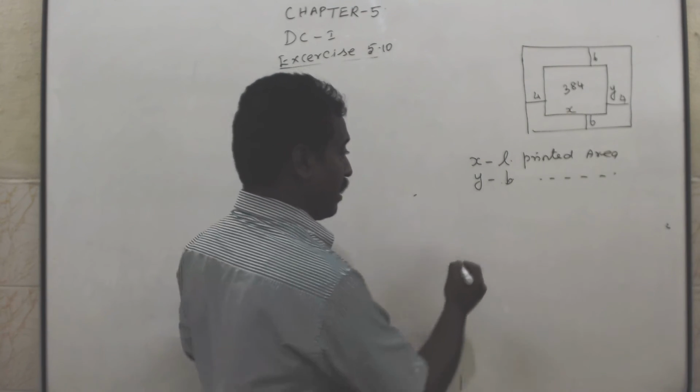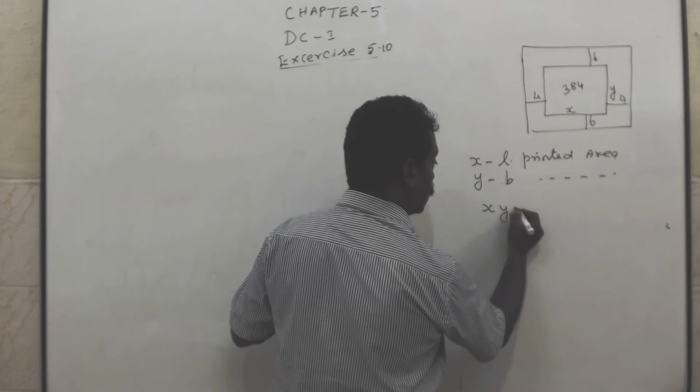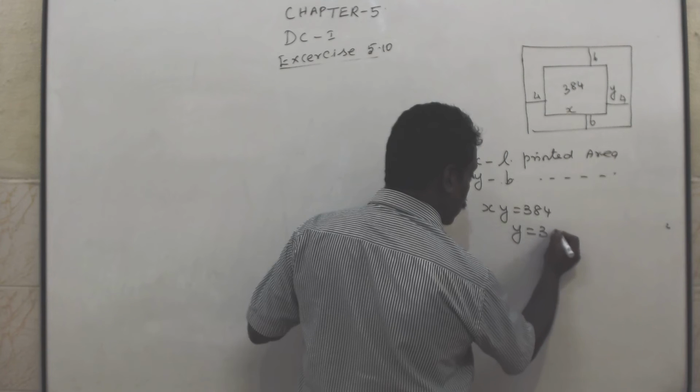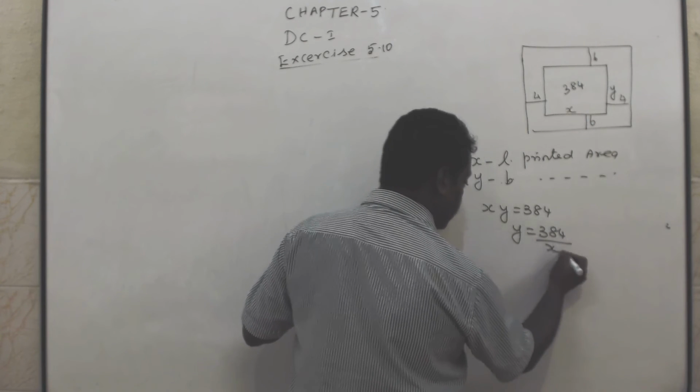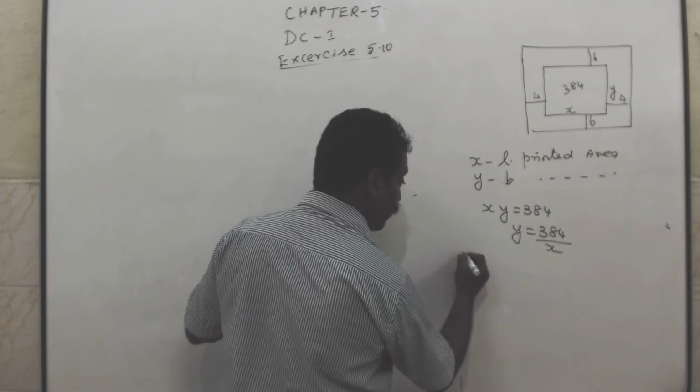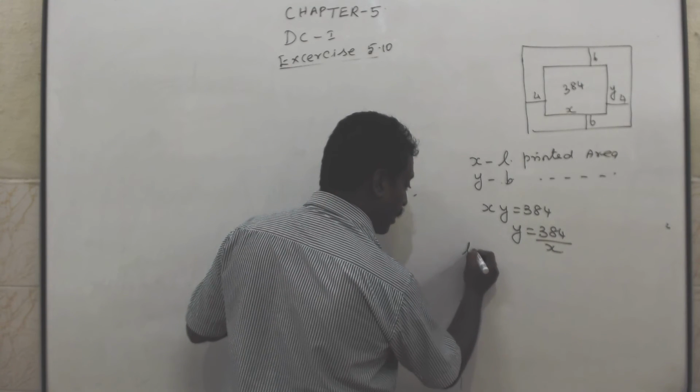Area of printed area xy equals 384. y is equal to 384 by x. Next, length of poster.